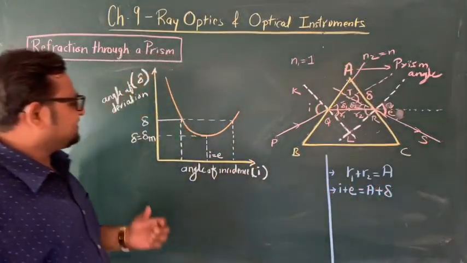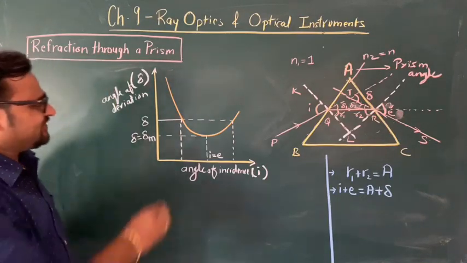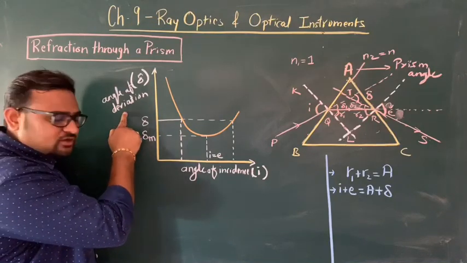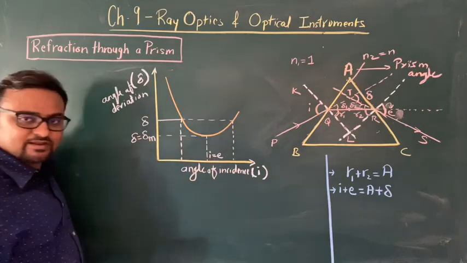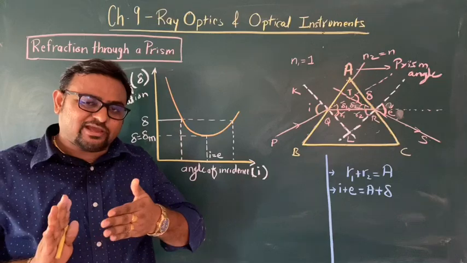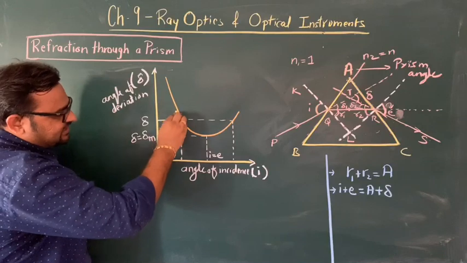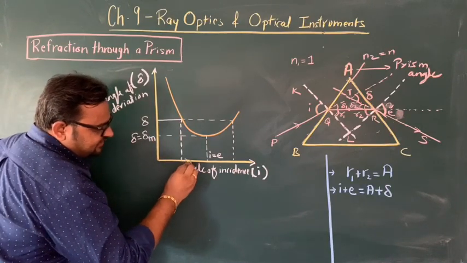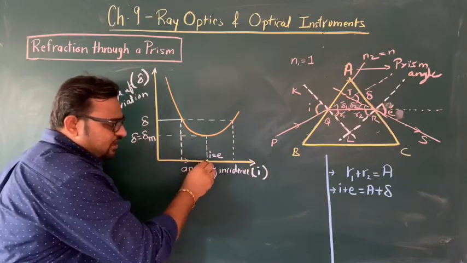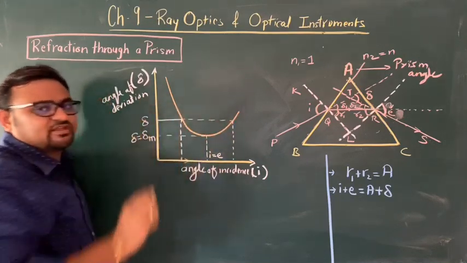Now, let's see about angle of minimum deviation. Now see, this is a plot, a graph of angle of deviation versus angle of incidence. It is observed that as you go on increasing the angle of incidence, the angle of deviation decreases. See, I am increasing the angle of incidence, the angle of deviation is decreasing. Right? After one point, again increasing the angle of incidence, the angle of deviation increases.